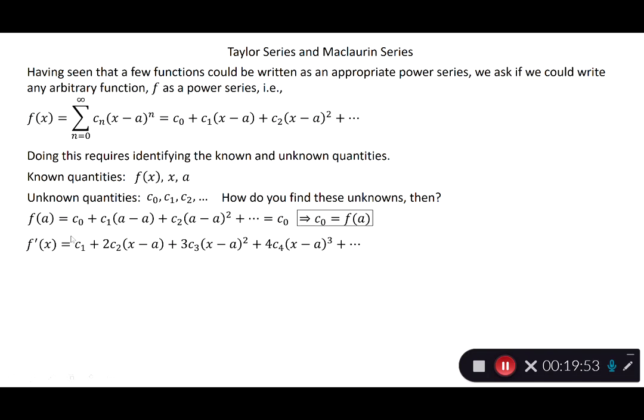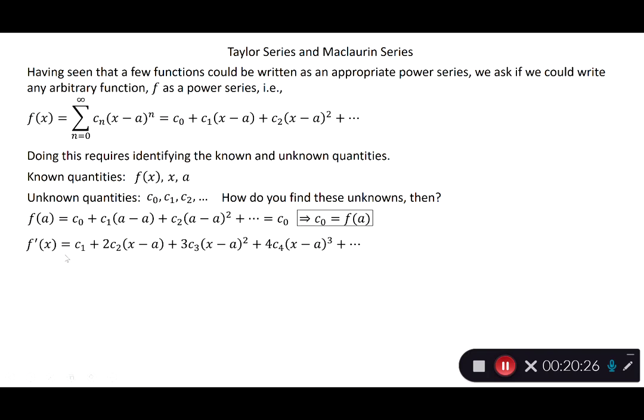So on the left hand side we have f prime of x. The derivative of c sub 0 is 0 because c sub 0 is a constant. The derivative of a constant is 0. And we get c1 times the derivative of x minus a, which is just 1. So c1 times 1, which is c1. And if we take the derivative of c2 times the quantity x minus a squared, we get 2c2 times x minus a, and so on. Right?